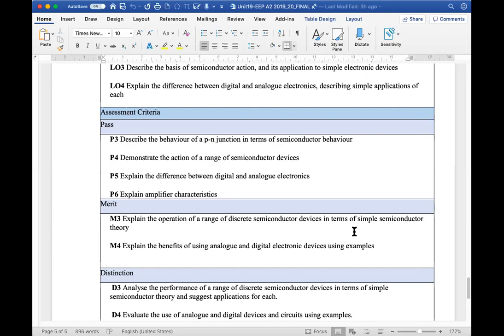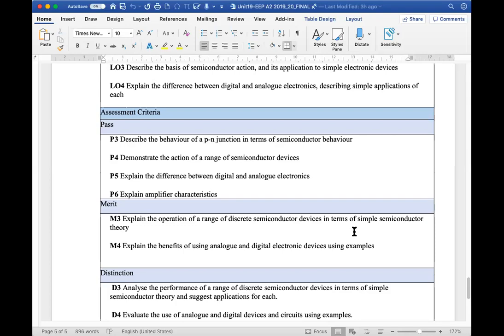Explain the difference between analog and digital electronics. So you've been asked to research there, and explain amplifier characteristics. That's the op-amp explanation. For a merit, you need to explain the operation of a range of discrete semiconductors in terms of simple semiconductor theory. So that's kind of adding the semiconductor theory to the actions here.